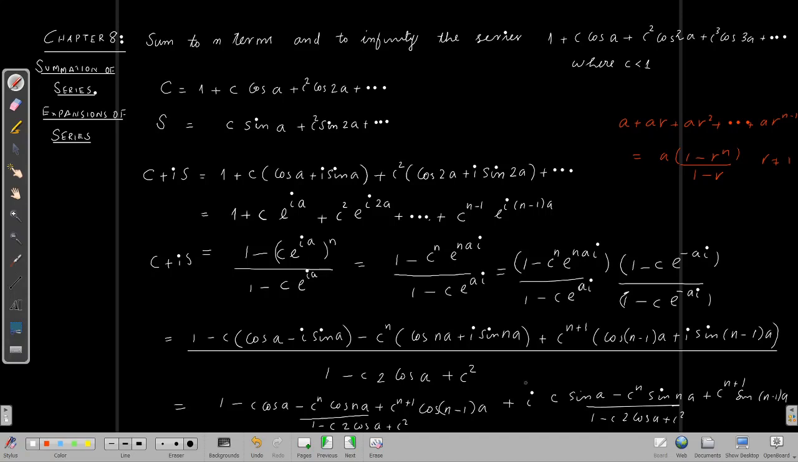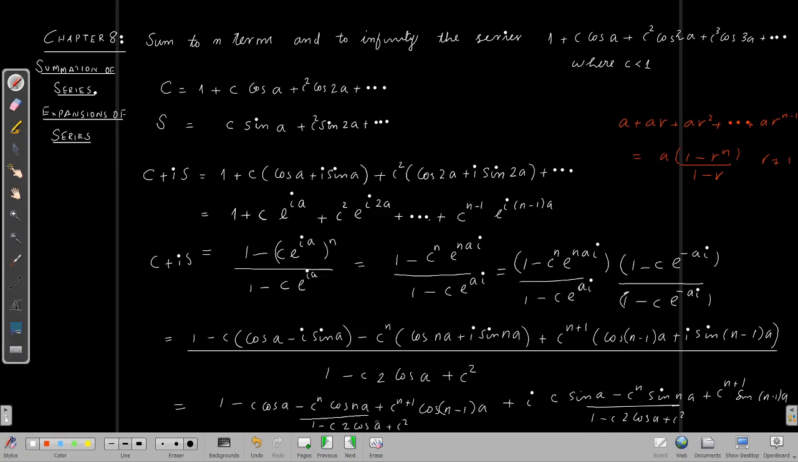Okay, so this is the real and imaginary part of the C plus iS. Then C is nothing but this one. That means if we sum the series up to n terms, you can get 1 minus c cos a minus c raised to n cos na plus c raised to n plus 1 cos (n minus 1)a divided by this.